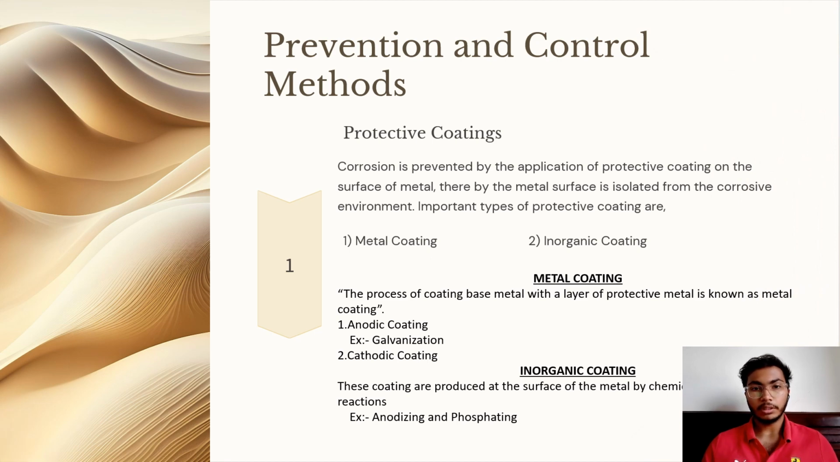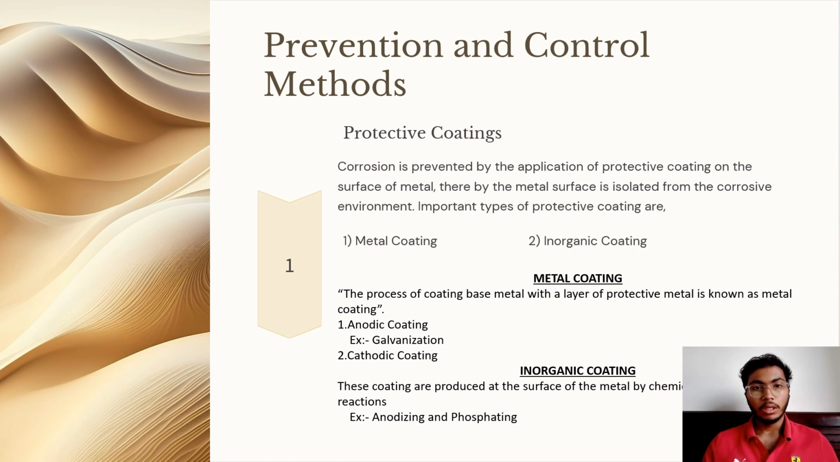Prevention and control methods. Protective coatings. Corrosion is prevented by the application of a protective coating on the surface of the metal. Thereby, the metal surface is isolated from the corrosive environment. Important types of protective coating are metal coating and organic coating. Metal coating. The process of coating a base metal with a layer of protective metal is known as metal coating. Anodic coating, example galvanization. Cathodic coating.